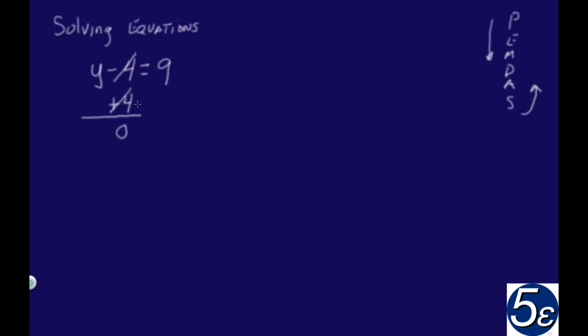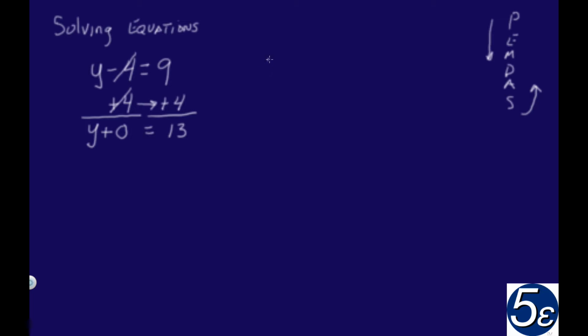But what we do to one side, we have to do to the other side. So we're going to add 4 to this side. And when we do that, we end up with 13. And so what happens is you end up with y plus 0 equals 13. So let's take a look at another one.